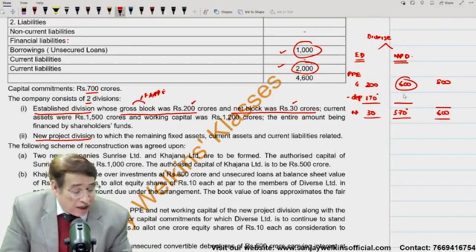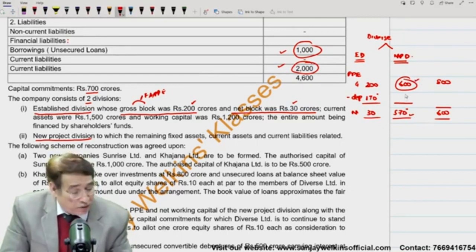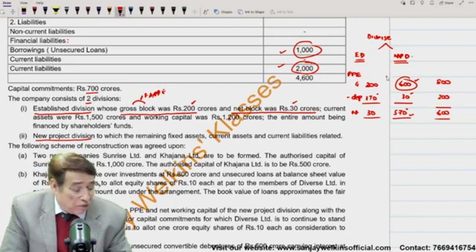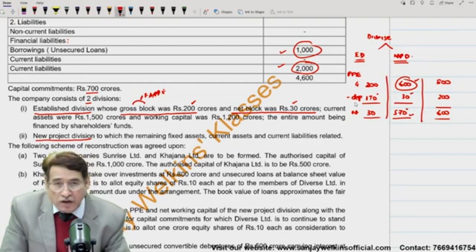And 600 minus 570, because this is the net value available and this is the gross value. Now we have figured it out. So quite obviously the difference here is 30. That means the depreciation of this particular division must be equal to 30, and total depreciation is equal to 200. So this is how we have segregated property, plant and equipment between these two divisions. Is it clear to you or not?